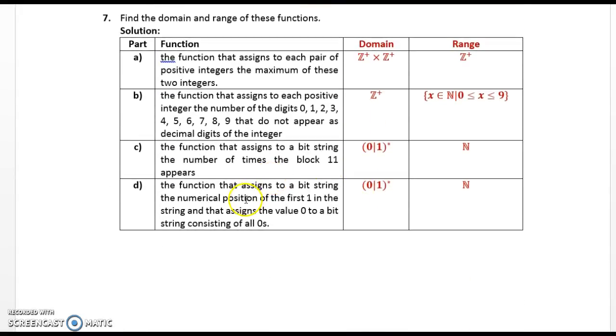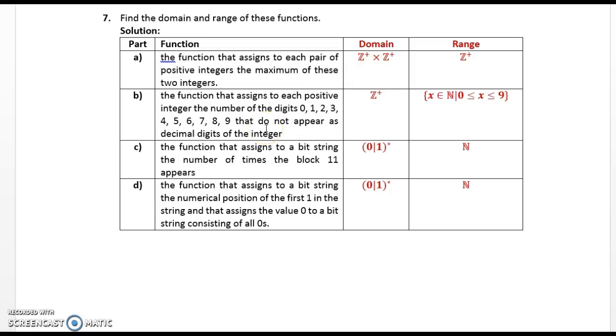7. Find the domain and range of these functions. The function that assigns to each pair of positive integers the maximum of these two integers. The domain is the Cartesian product of the positive integers crossed with the positive integers, and the range is a single positive integer.